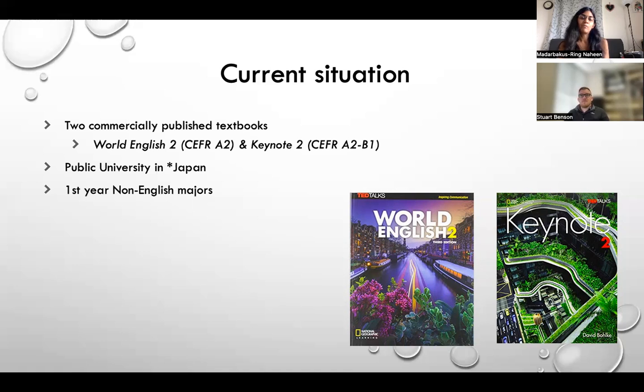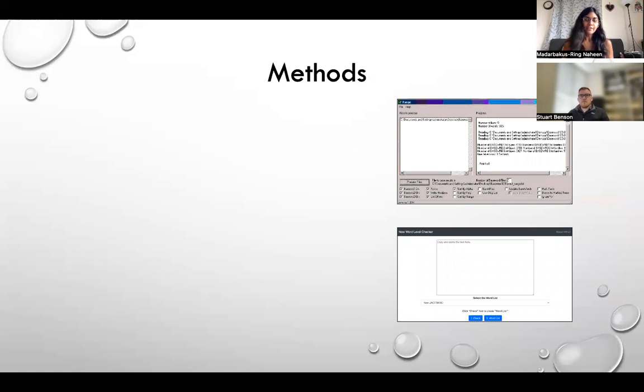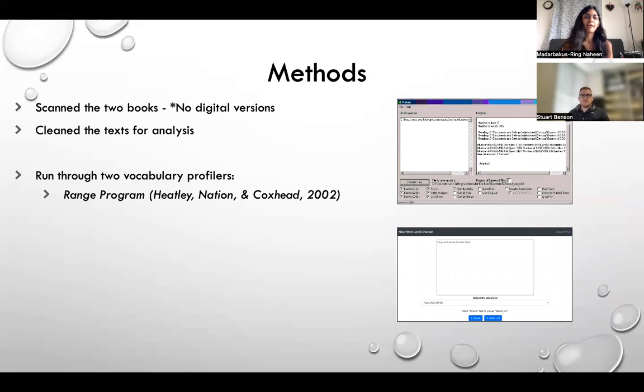So we used each of the textbooks for 1 semester over a 4-month period, and they were used with first-year non-English majors. So the methods that we used for the processing involved the following. First of all, we scanned the 2 books as no digital versions are currently available. So we used OCR software to do that.